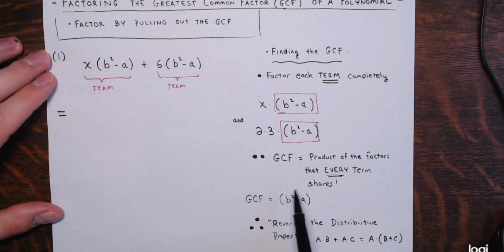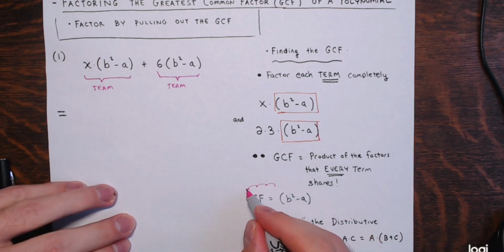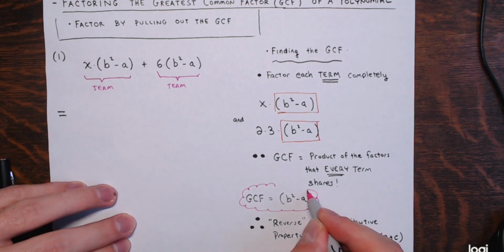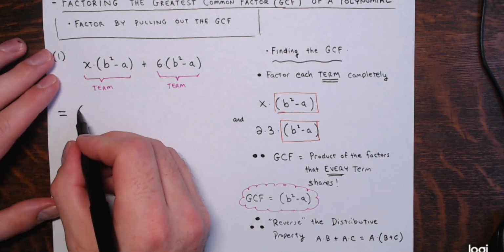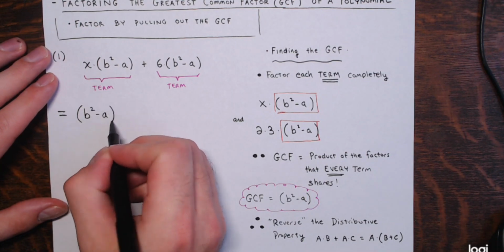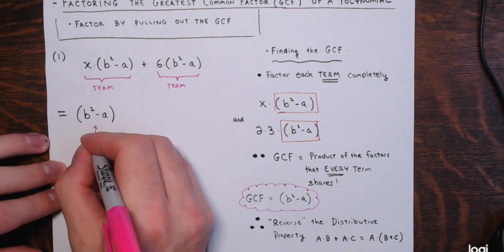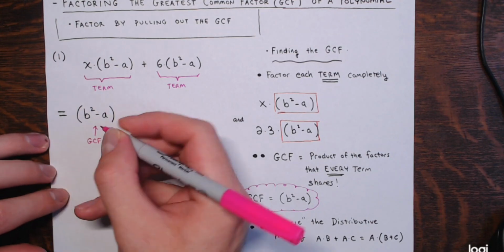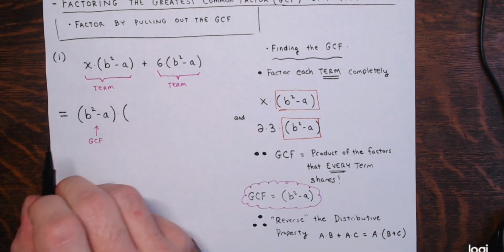the only thing they have in common is this, right? The greatest common factor. The only thing both terms have in common is this quantity b squared minus a. So I pull that out. So I write the greatest common factor first. So there's the GCF as its own factor, multiplied by, and then another quantity.